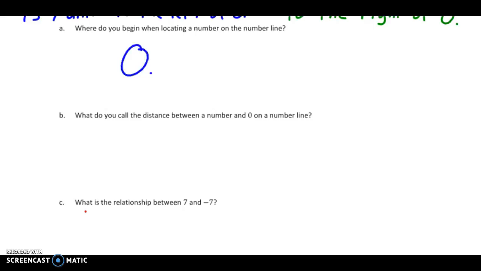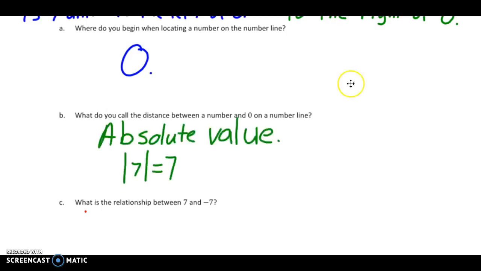And letter B, something more challenging. What do you call the distance between a number and 0 on a number line? This is going to be a new vocabulary word for us. It is on your word wall. The distance between a number and 0 is called the absolute value.